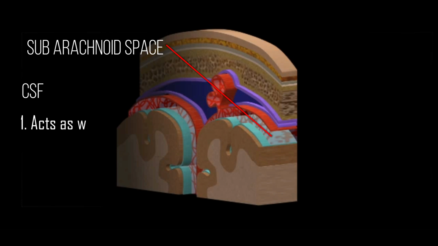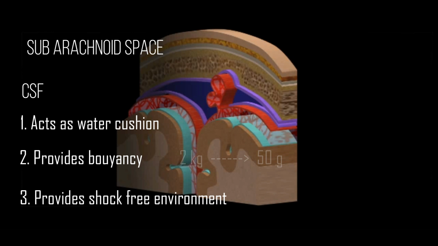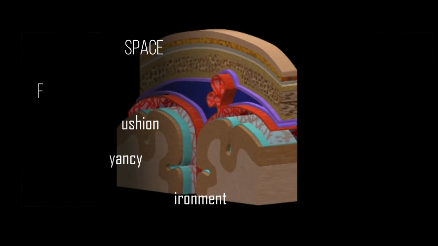The purpose of CSF is that it acts as a water cushion and also lessens the weight of the brain. The weight of the brain is 1.5 to 2 kg in an adult, and we can't imagine a 2 kg brain over the spinal cord. The CSF provides buoyancy to the brain, thus reducing its weight from 2 kg to just 50 grams. It also acts as a shock absorber and provides a shock-free environment for the brain.